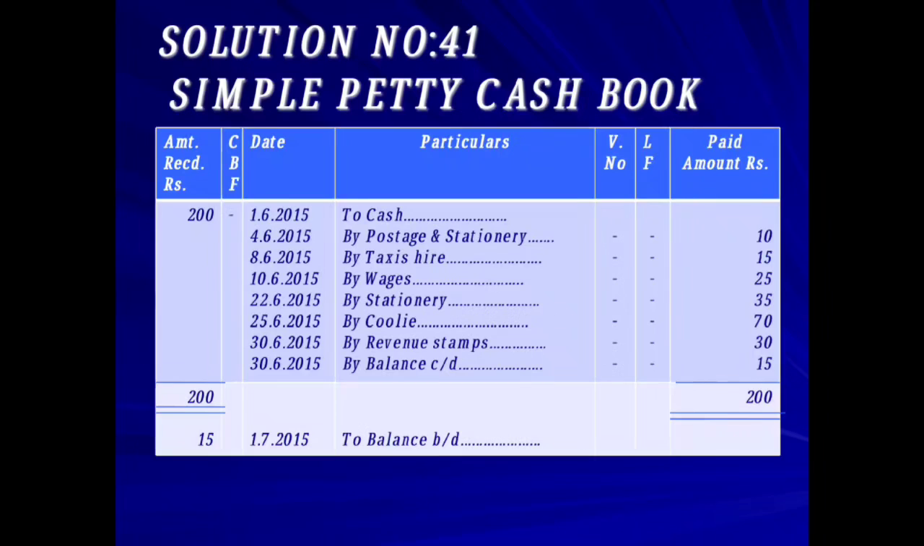Then on both sides you should write the total 200. Then on 1/7/2015, the next month's opening date, to balance brought down, the amount receipt you have to record is 15 rupees, which you have as balance in your hand. What you are showing here is that 200 you have received from your head cashier. Out of that you have spent so many expenses, and still you have 15 rupees in your hand at the end of the month. That's what you are going to show in this simple petty cash book.